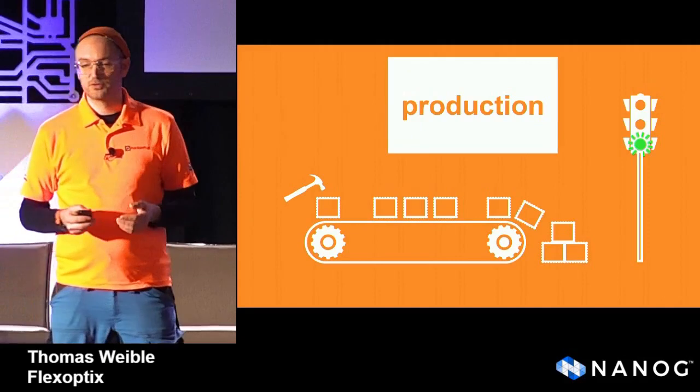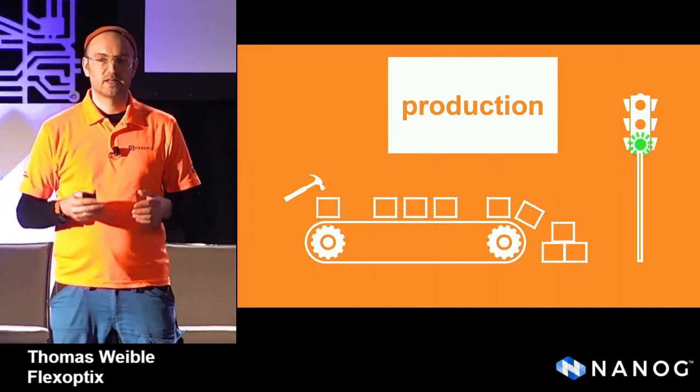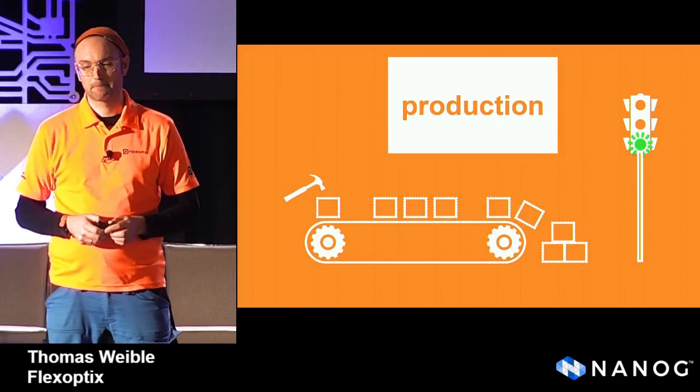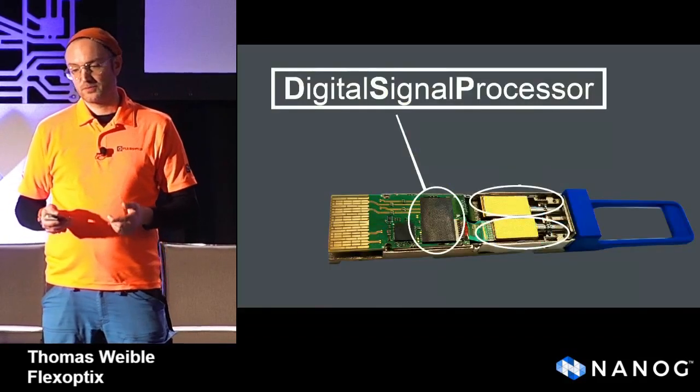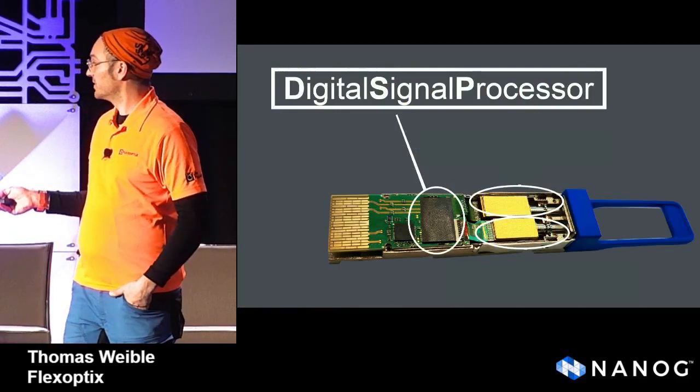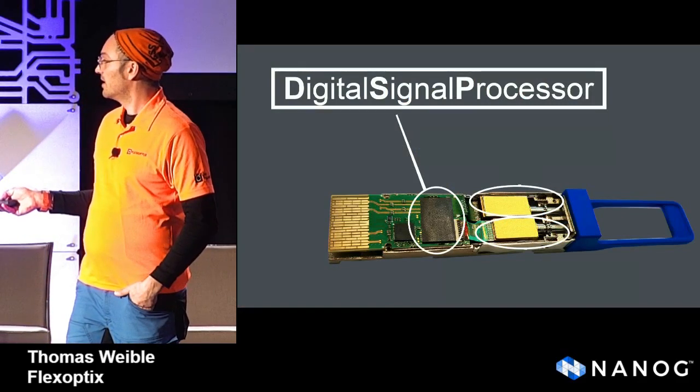So the overall goal for sure coming out of production is getting the green traffic light saying, well, okay, we got a properly tested part. So far, we covered the overall transceiver, the transmitter section, and the receiver section.